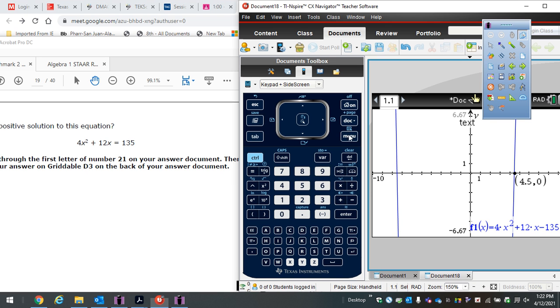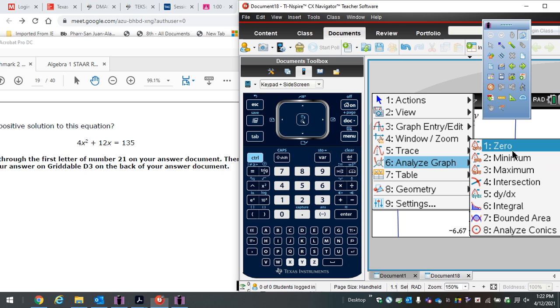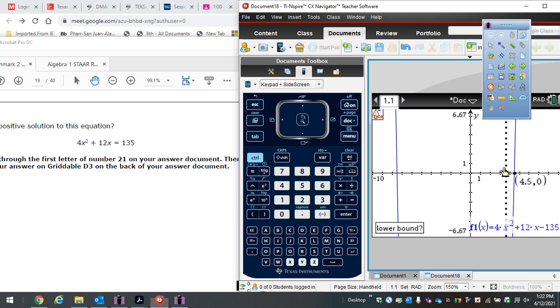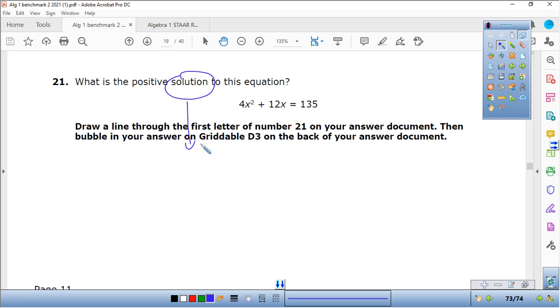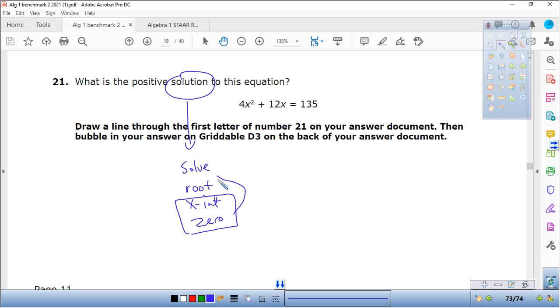Okay, how do I do it? Menu. I'm going to analyze graph. I'm going to find the 0. And there it is. What do you mean 0? Look at this one real quick. What is it saying? Positive solution. Now the solution was to solve your root, your x-intercept, here's 0. Very important to recognize all these four things as the same thing.